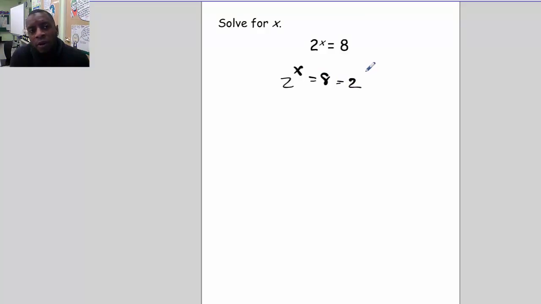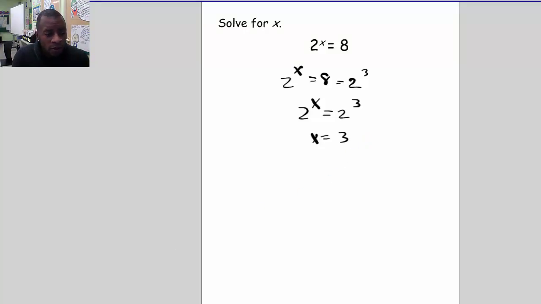Here, this one is pretty simple. We know that 8 is 2 to the 3rd. So we have 2 to the x is equal to 2 to the 3rd, and therefore x must be equal to 3. I want to make a note that in some of these, you're going to have large exponents. So if you need to review your exponents again, do that.